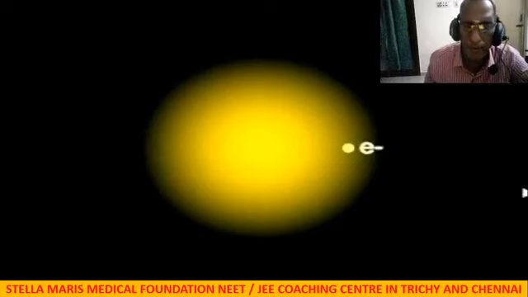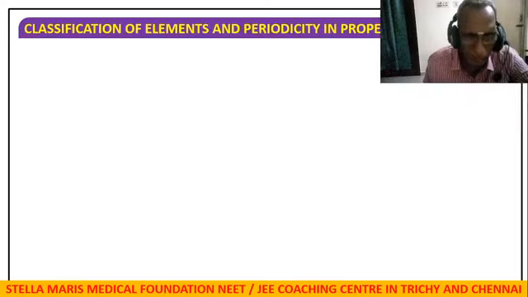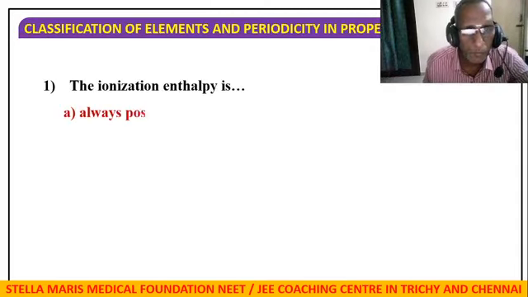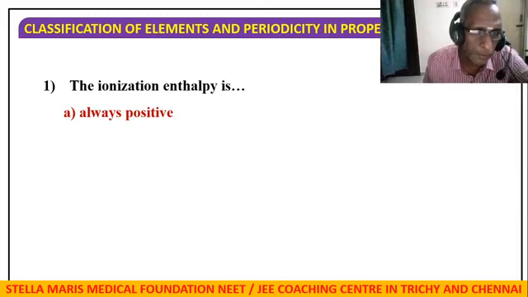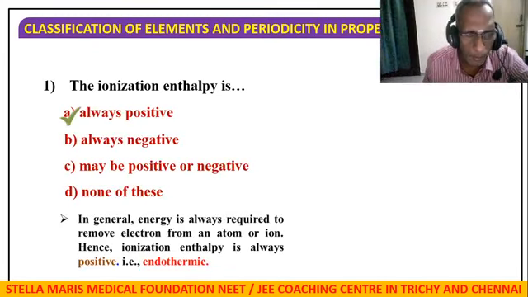Let us consider the case of this one. That is the outermost electron. In this slide, the central yellow region is the nucleus. Then the yellow shade finishes, green shade, central green is nucleus, pale green, then yellow: first shell, second shell, etc. So the outermost electron is getting removed by this method. So ionization enthalpy is always positive, because energy is required to remove an electron from the atom.